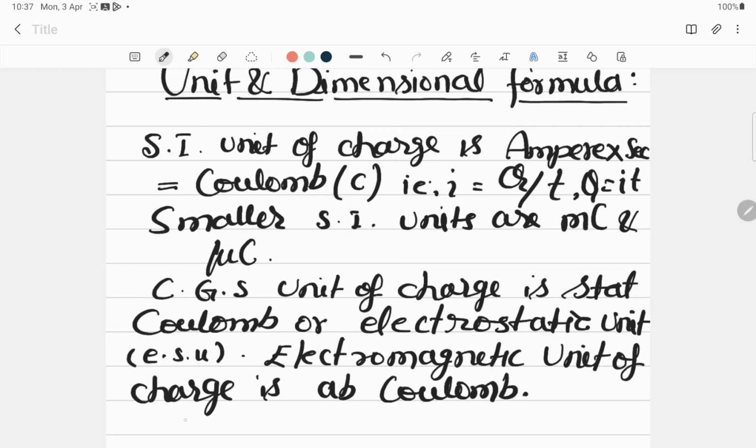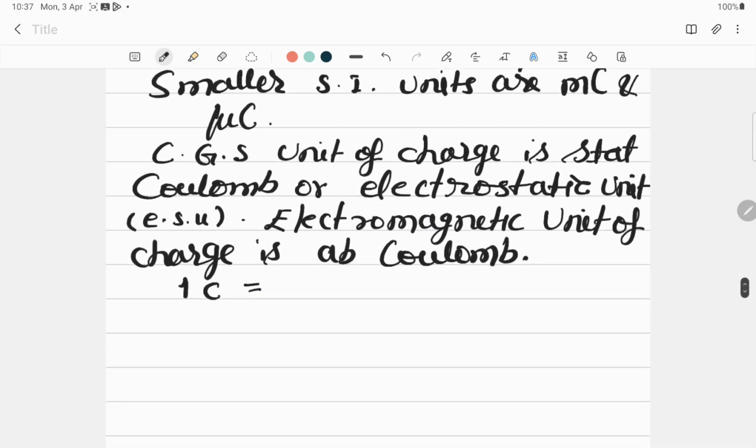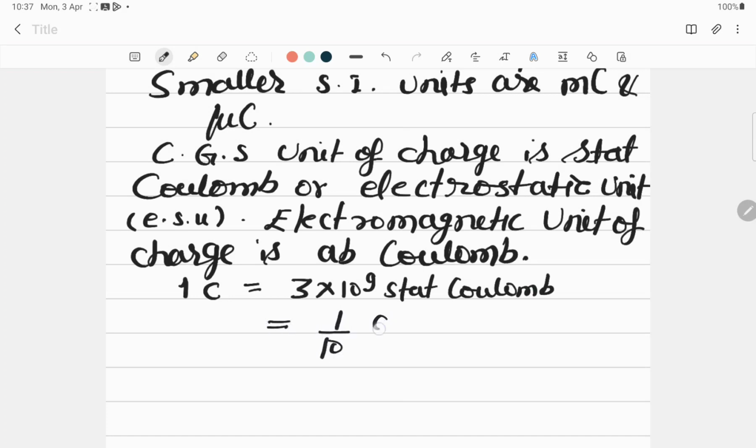So what is the relation between all three units? 1 coulomb is equal to 3 into 10 to the power 9 stat coulomb. Stat coulomb is equal to 1 by 10 ab coulomb.